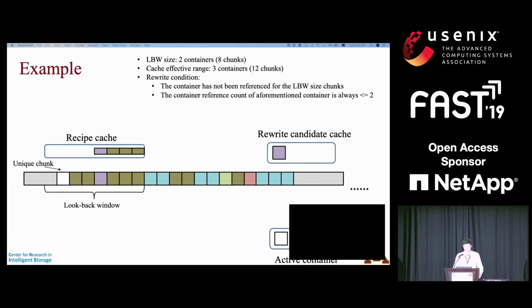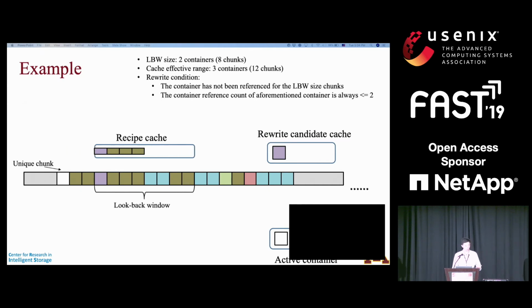So let's look at the overall example of this LBW design. Suppose that the LBW size is 2 containers, which means 8 chunks. And then the cache effective range is 3 containers, 12 chunks. And we can make the rewrite decision based on this: if a chunk is from one container and the referencing count is lower than 2, then we rewrite this chunk. In this example, the white one is a unique chunk, and we store them in the active container. Then the lookback window moves.